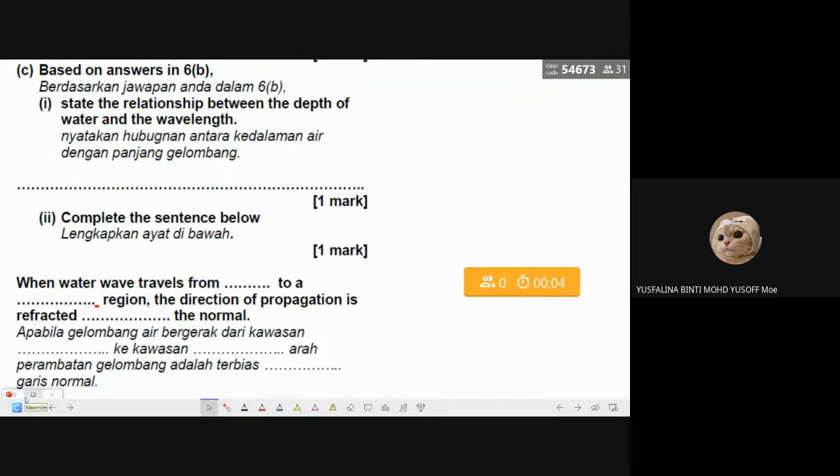For the relationship you can use the graph relationship: inversely proportional, increasing linearly, or maybe directly proportional. But remember, for the graph relationship, the only answers accepted are directly proportional, increasing linearly. So it depends on your graph.